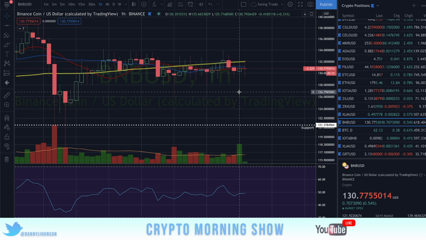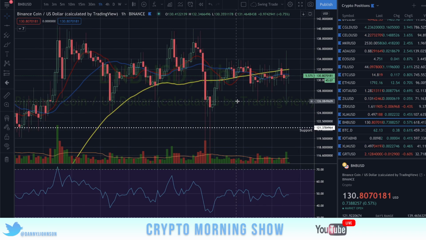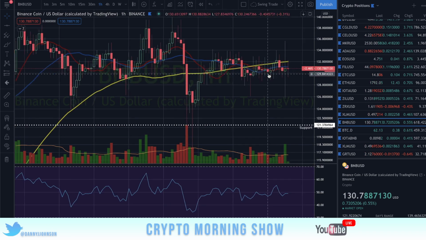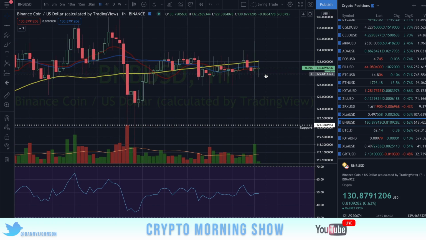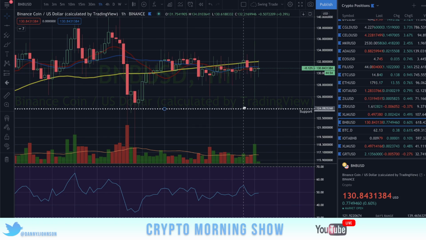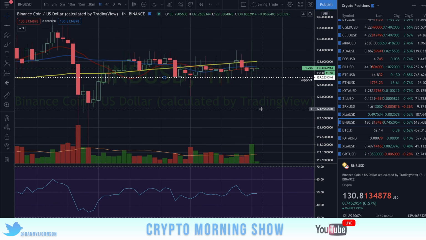Having a look at Binance coin, BNB USD. We can kind of zoom out and you can see lots of trading activity on this one, and you can usually anticipate that with BNB because it's used on Binance. A lot of people will buy and sell BNB because they use that to get their discount on their trading fees.